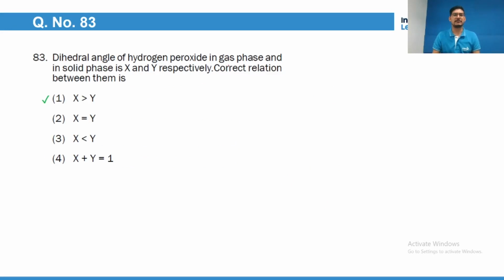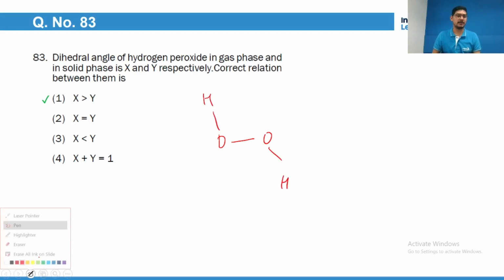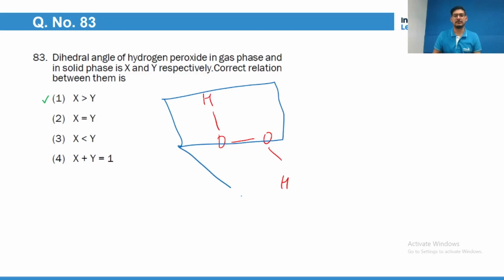Dihedral angle of hydrogen peroxide in gas phase and solid phase. The angle in solid phase is less. And if you're thinking what angle we are talking about, then we are talking about this angle. Okay, so this is the dihedral angle. This is the correct answer.